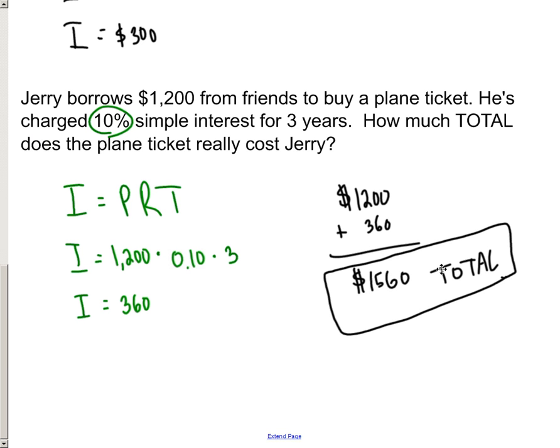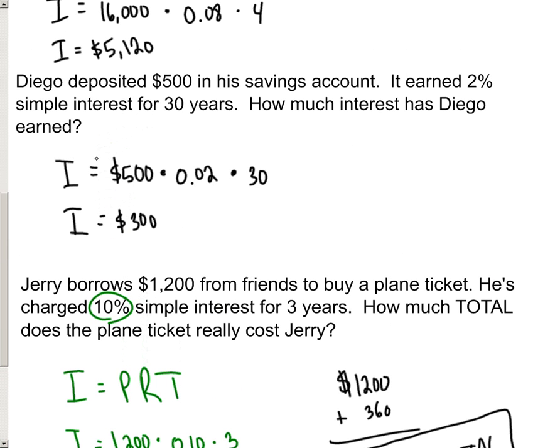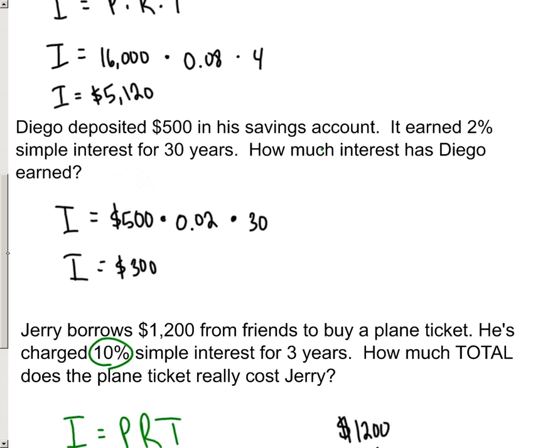When you're looking at these problems, make sure you understand exactly what they're looking for. Are they looking just for the interest? Like for Diego's problem, how much interest has Diego earned? It was $300. If they said how much money is in Diego's savings account, if he did not touch it for 30 years, we would add the interest onto the $500, right? And then that would be $800.